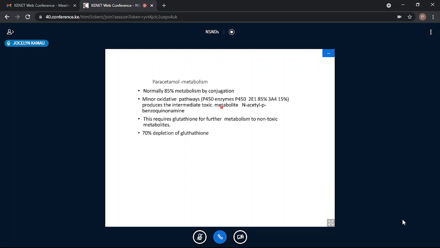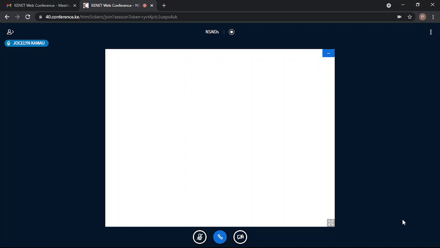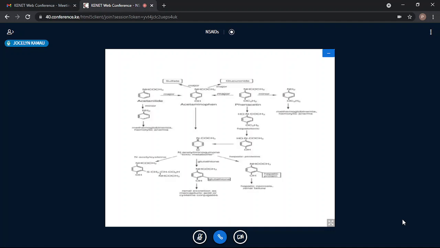So if, because of other reasons, you have depleted sources of glutathione, for sure, you will get paracetamol toxicity. This glutathione is needed for further metabolism to a non-toxic metabolite. If you have 75%, that can result in 70% depletion of the glutathione. So you do require the glutathione, even as you do your pharmacology. Glutathione is very, very important.